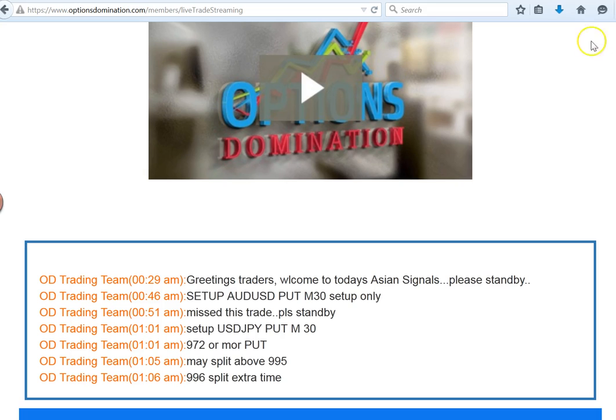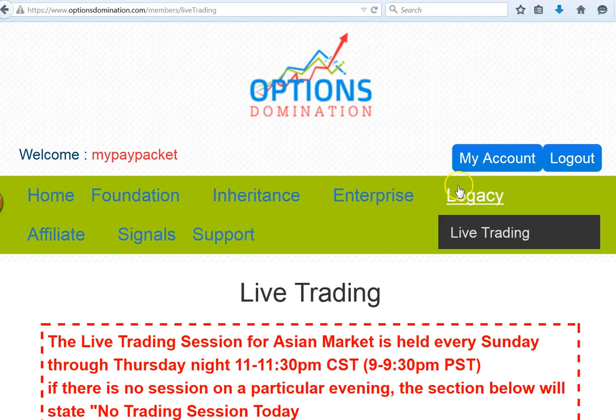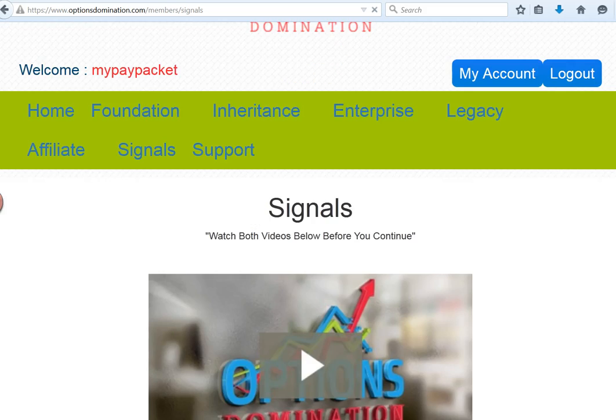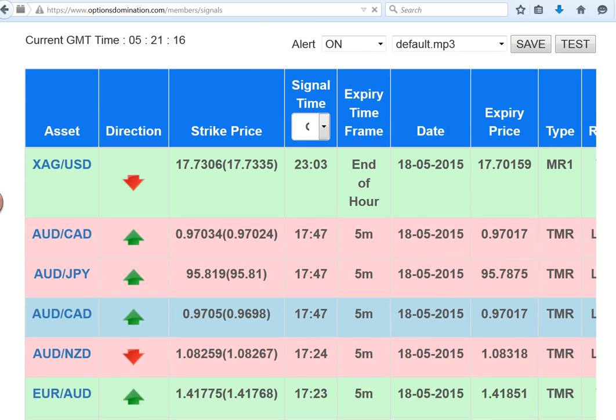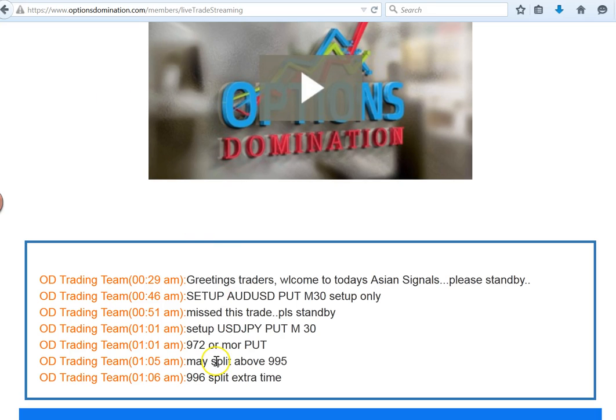For those of you who already are at Options Domination, let me take you to the signals page. You would know two strike prices are usually given to us. One of them being this one, the first one, and the second one in the bracket. So in the sense, this is a split as well, which means you can enter at this position, but you can enter at an even better position here in the bracket. So it's similar to what we do in the live sessions as well.